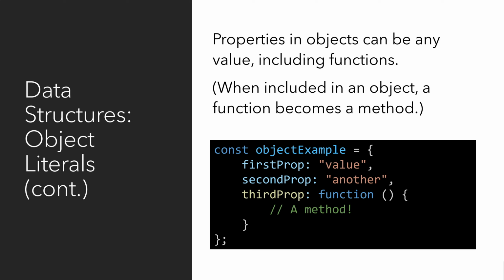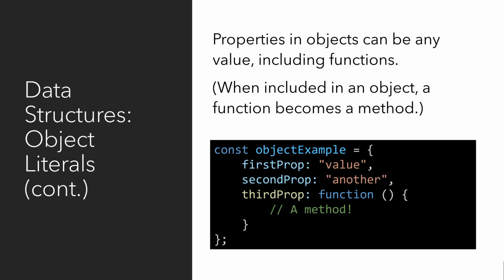Finally, properties and objects can also be any value. This includes functions. However, when functions are included in an object, they gain a different name, a method. So we see here an example of an object with two properties, firstProp and secondProp, again defined with the property, a colon, and then the value separated by commas between the properties. secondProp, colon, another, also another string value, comma, and then thirdProp, which is another value, but in this case is the value of a function, which makes it a method. So when a function is in an object, it becomes a method.